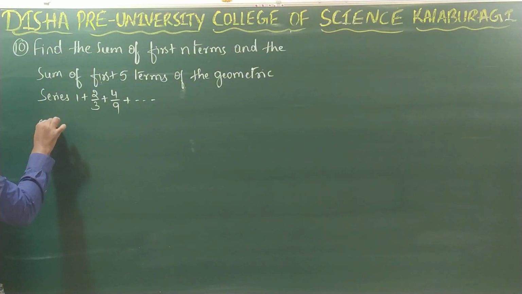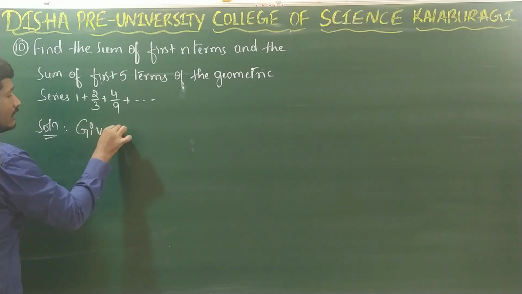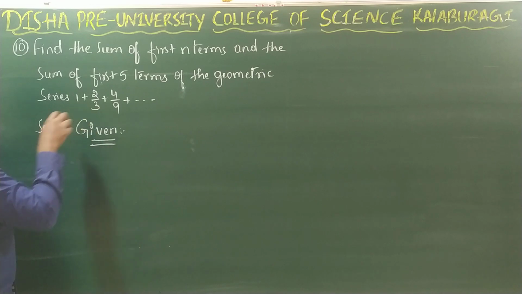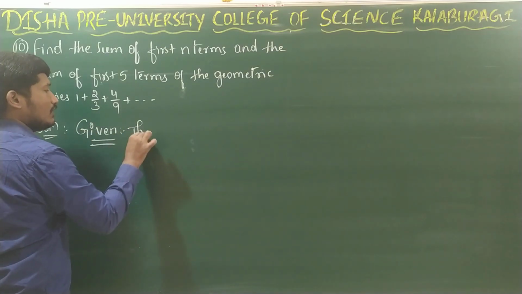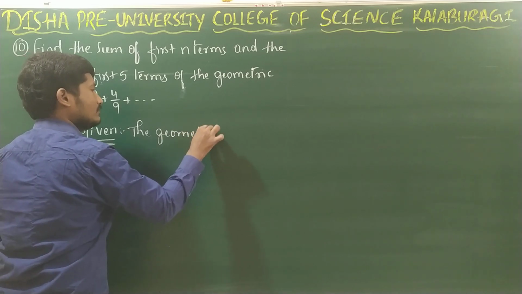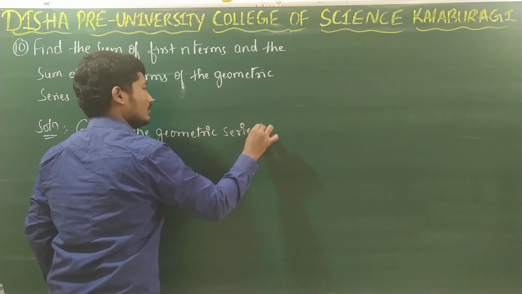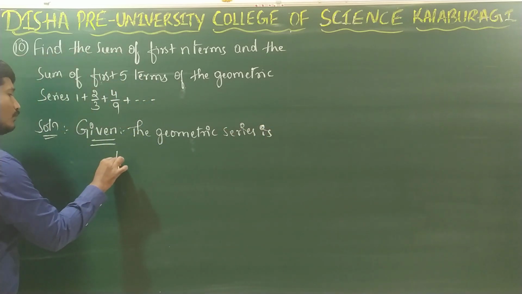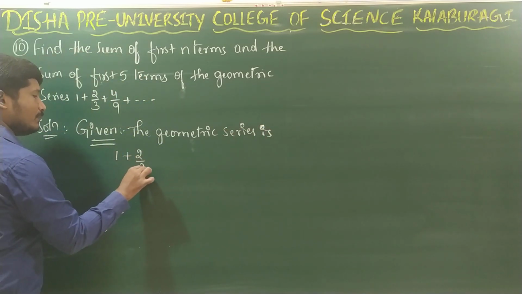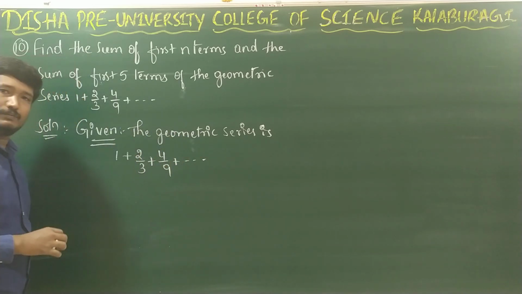So let us solve this. See solution. First let me write the given terms. What is given? The geometric series is given: 1 plus 2 by 3 plus 4 by 9 plus so on.